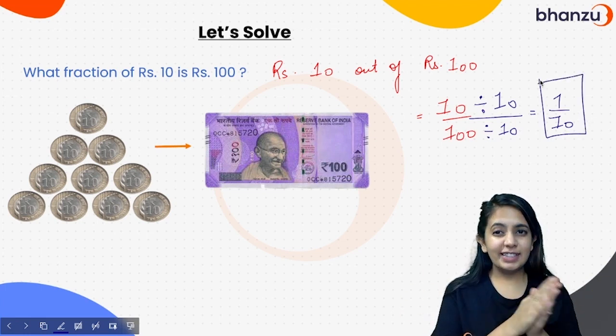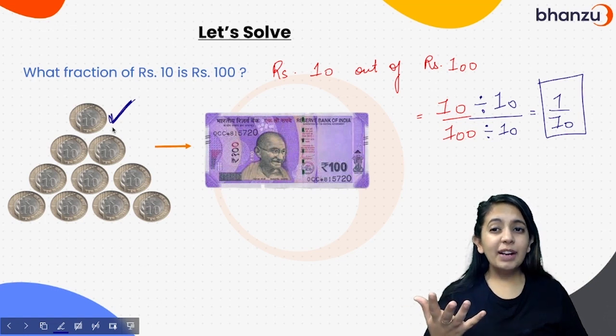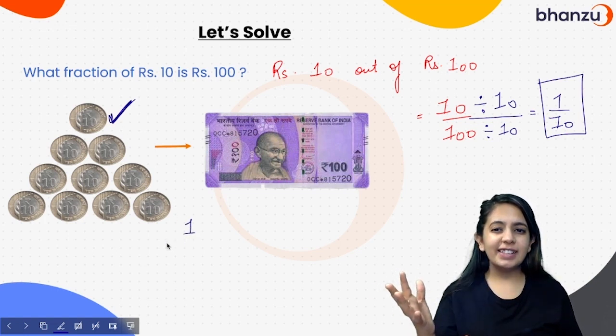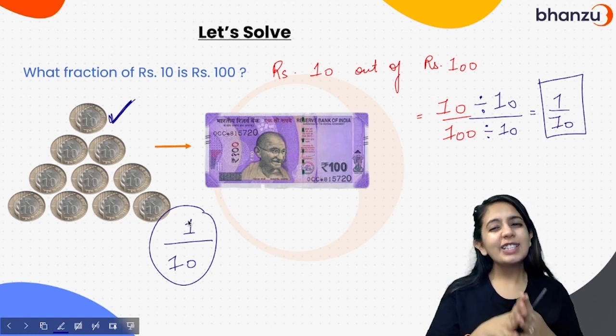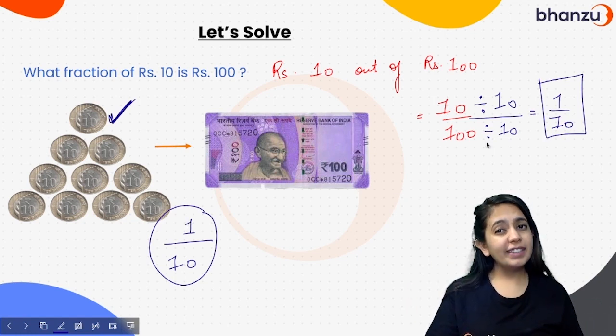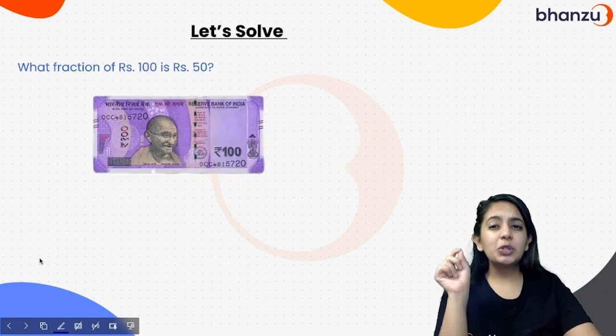And not only this, there's another way to find the answer to this question. If you observe in this bunch, 1 coin of 10 rupee out of 100 rupee is 10 by 100 only. But this is 1 coin out of 10 coins. Right? So simply you can also write, now it's 1 coin out of 10 coins. So 1 by 10 is the answer. So in either way you're going to get the same answer. Now similarly, you have to find the answer to the next question.